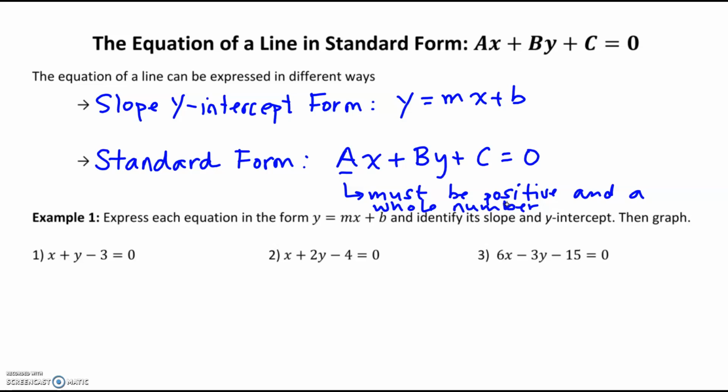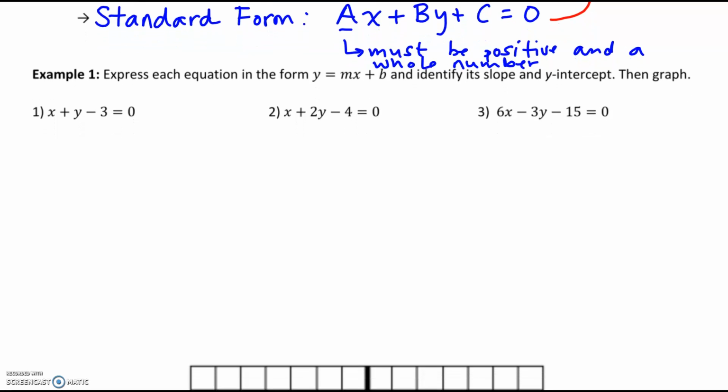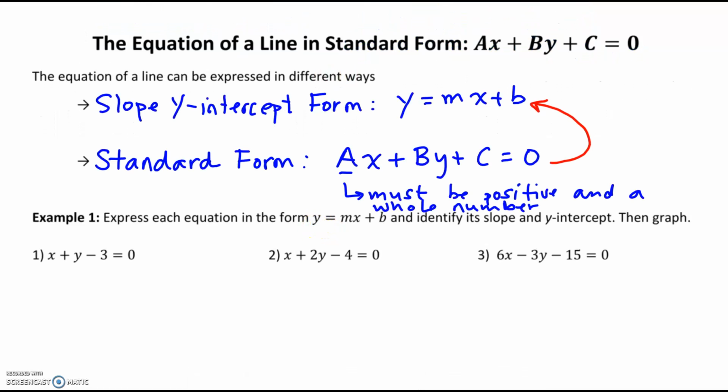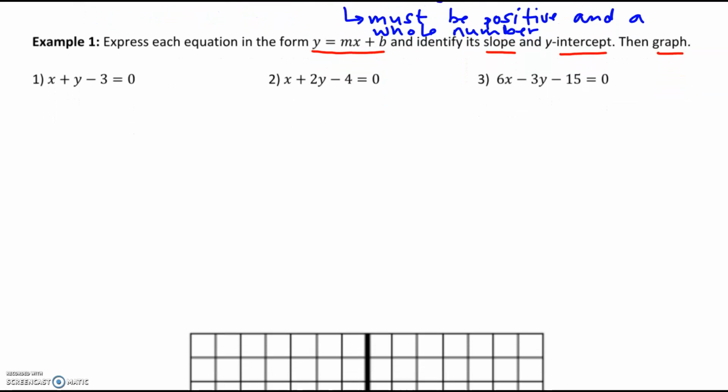We're going to be taking standard form and changing it back into y equals mx plus b form. And why this is important is if you're given an equation in standard form, you can't graph it using that last method we just learned, the m and the b. So if we change it to mx plus b form, we can then get the m and the b to graph. Okay, let's take a look at example 1. It says to express each equation in the form y equals mx plus b, identify its slope and y-intercept, and then graph.